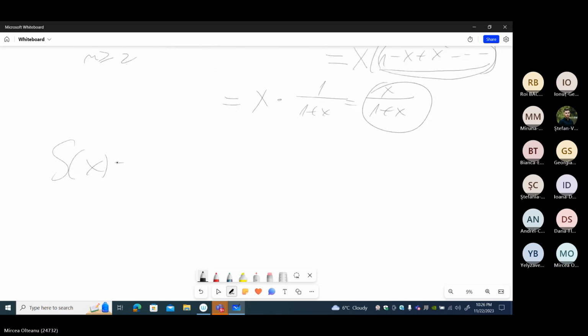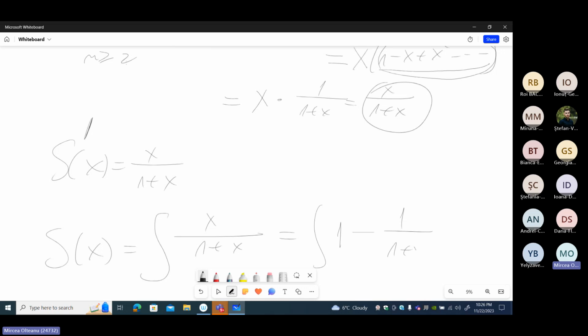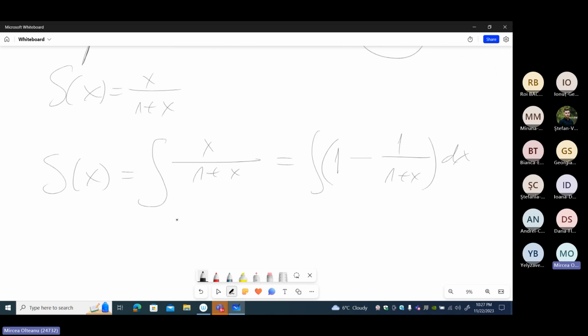S prime of x is x over 1 plus x. And now we need to compute s of x by integrating. So s of x will be one of the primitives of this function, which is the integral of 1 minus 1 over 1 plus x. If we make the division of the polynomials, which gives us x minus logarithm of 1 plus x plus a constant.